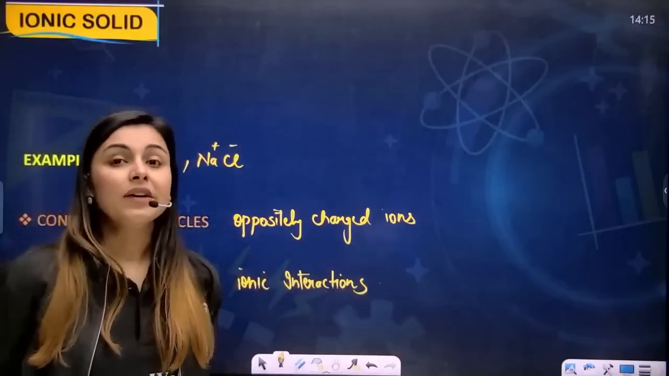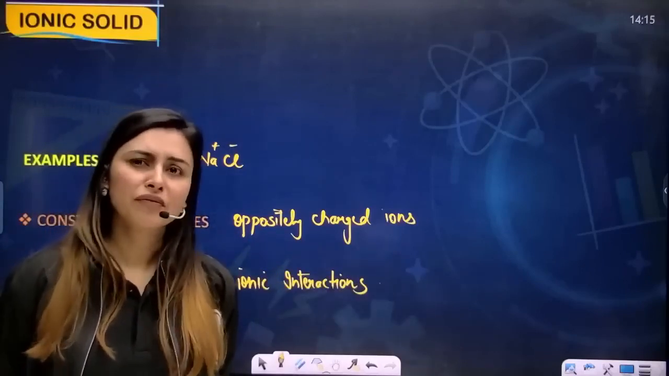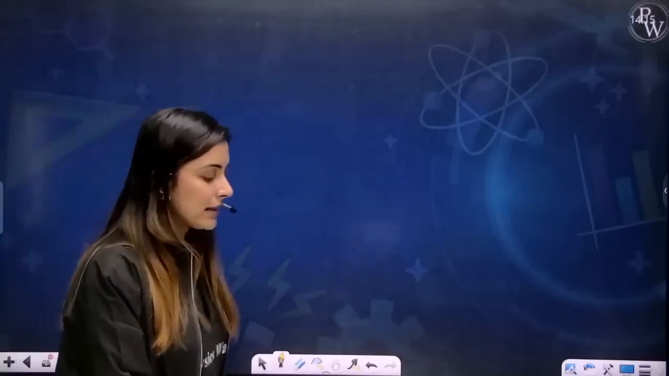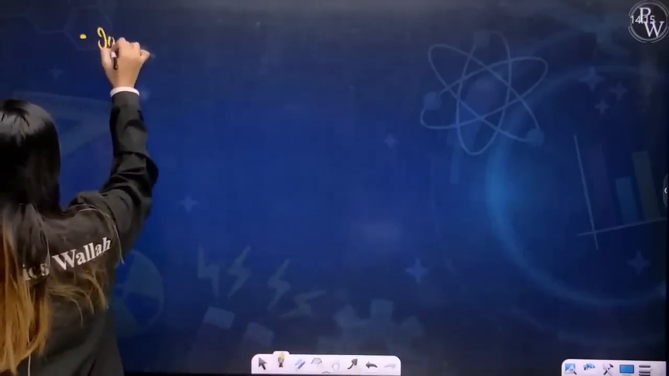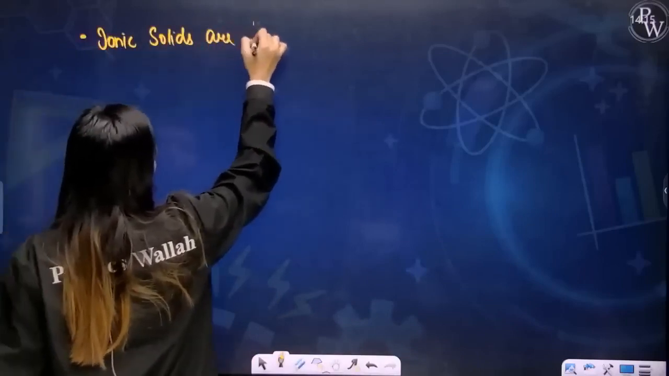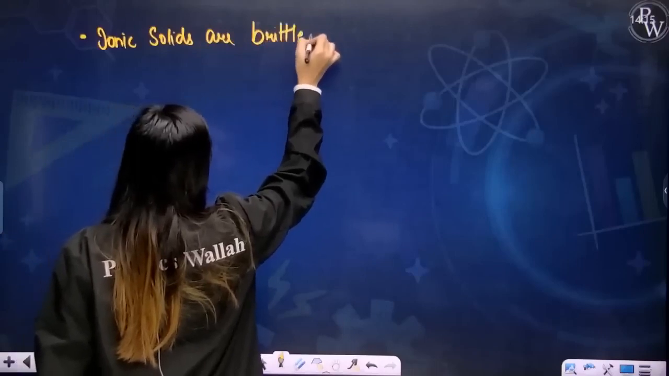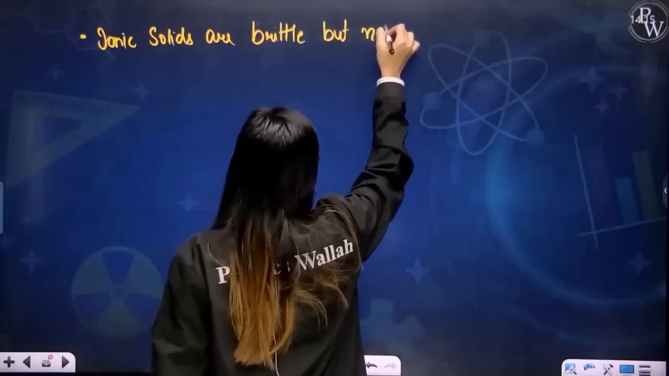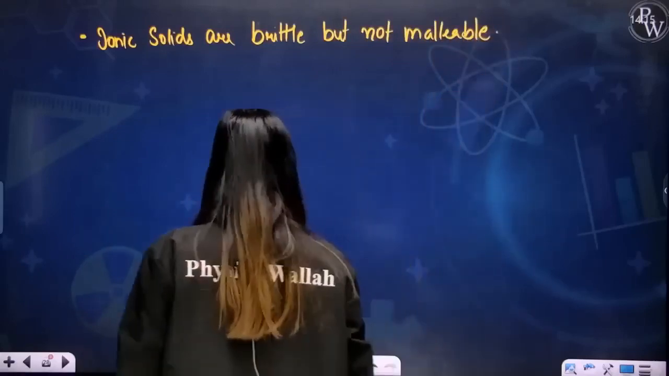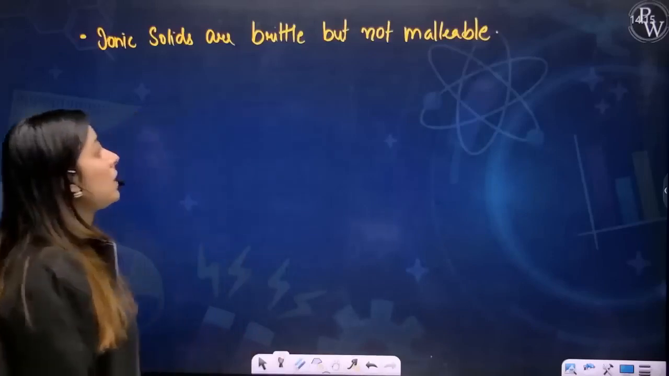Now if we talk about ionic solids, we need to know a few things about them. It is generally said that ionic solids are brittle but not malleable. So the first thing is, ionic solids are brittle but not malleable. Now let's try to understand why ionic solids are classified as brittle and not malleable.